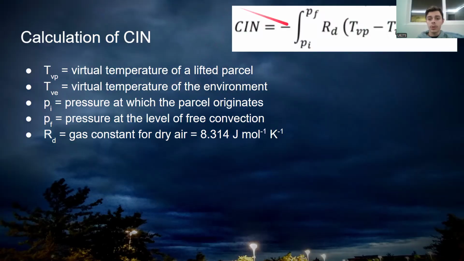The calculation for this is very similar to CAPE, but this time we have a negative integral, because it's energy that has to be overcome to get to that level. Most of these variables are still the same, although instead of going from P_f to P_n, we're going from P_i to P_f, but that P_f is still the same value. So P_i is the pressure at the originating level, and P_f is the pressure at the LFC.